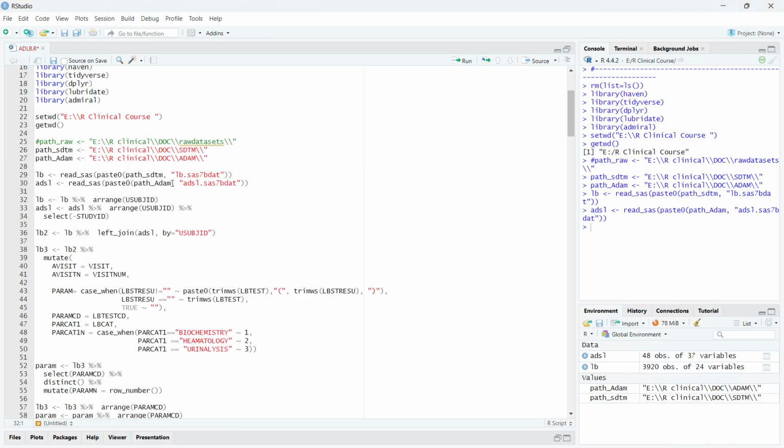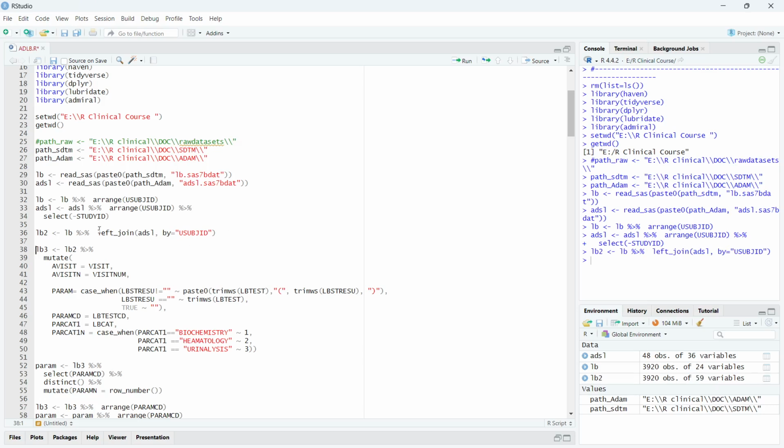Let's sort the dataset first, then combine it with ADSL. I sort this and remove the study ID, because LB has a study ID and ADSL also has a study ID, and I don't want a conflict at the end. Then I merge with a left join, joining ADSL with LB by unique subject ID. LB2 is the new dataset we have created along with ADSL. It will have 3920 observations and 59 variables.